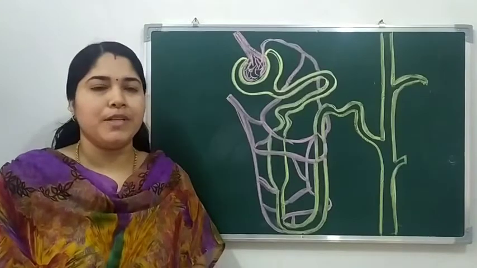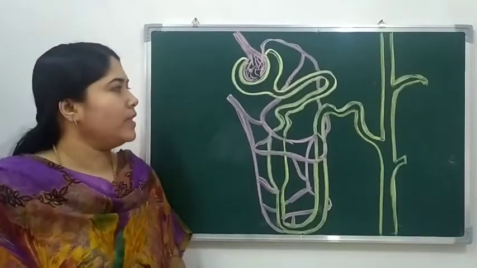In the previous class we started the chapter called excretory products and elimination. In that chapter we studied excretion, the different excretory organs, as well as the human excretory system. So we will study here the basic unit of the excretory system, that is the nephron. We are going to discuss the structure of the nephron.